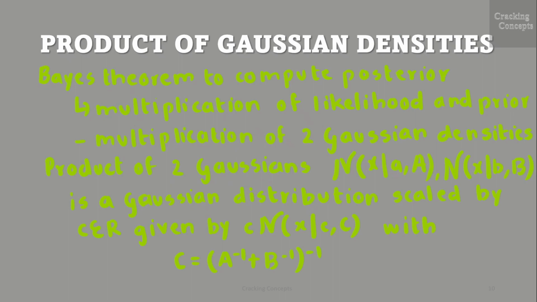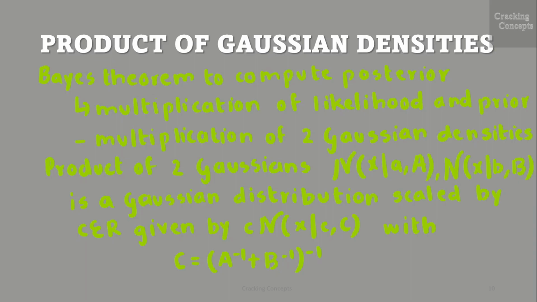Now we look into the product of Gaussian densities. We apply the Bayes theorem to compute the posterior, which results in a multiplication of likelihood and the prior, that is the multiplication of two Gaussian densities. We have discussed the computation of posterior in one of the previous videos.